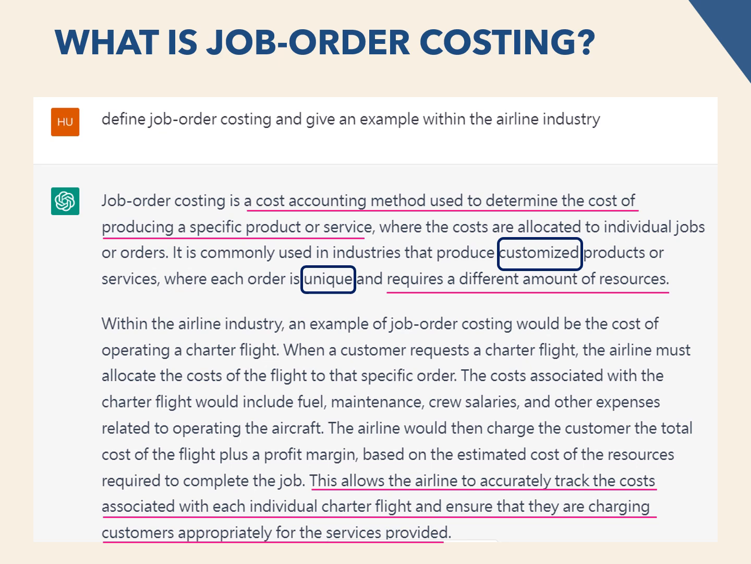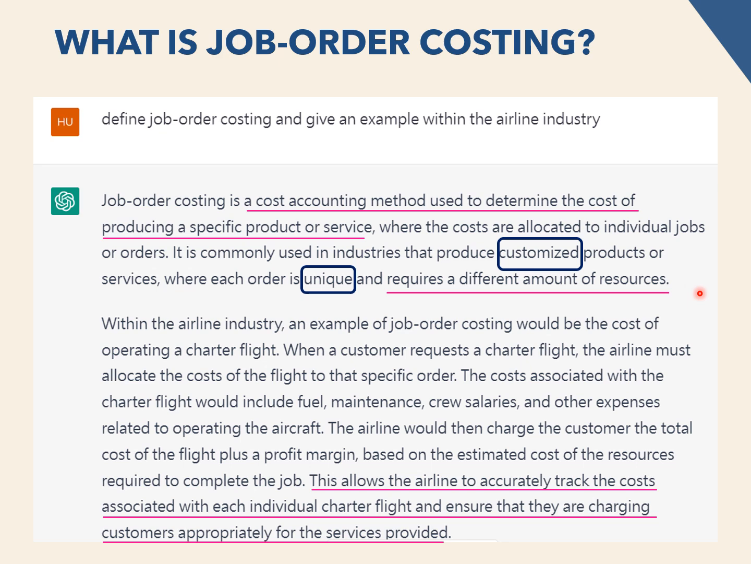This is a definition for job order costing provided by ChatGPT. I asked ChatGPT to define job order costing and give us an example within the airline industry. The reply shows that job order costing is a cost accounting method used to determine the cost of producing a specific product or service, where the costs are allocated to individual jobs or orders.